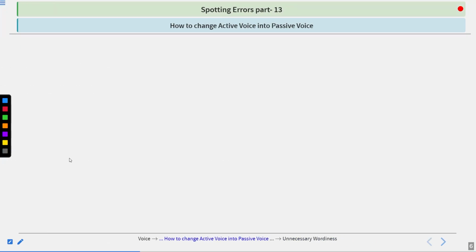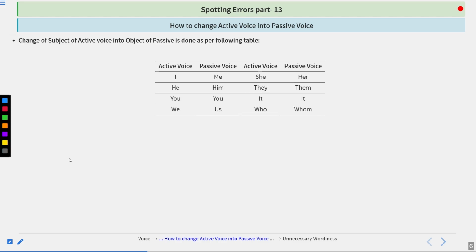How to change active voice into passive voice. Change of the subject of active voice into the object of passive voice is done as per the following table. From active to passive voice, we need some changes. I is the subject and it will be changed into me in passive voice. She is the subject in active voice, it will be changed into her in passive voice. Next, he, which denotes masculine gender, will be changed into him in passive voice.